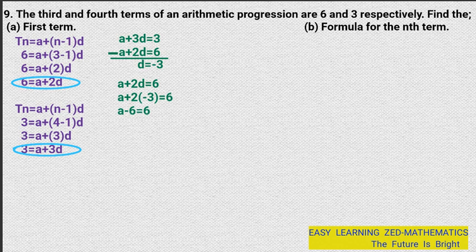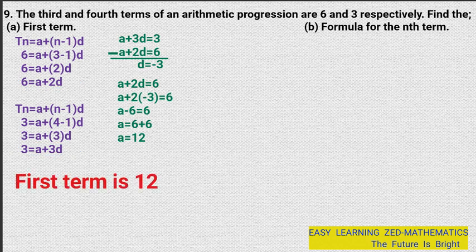Okay, now I'm going to put like terms together. That means negative 6 will cross the equal sign and come to the right side, which is going to be positive. So I'm going to write a is equal to 6. Then when 6 crosses the equal sign, it's going to become plus 6. Okay, that will give us a is equal to 6 plus 6, which is 12. Okay, so the value of a is 12. That means the first term in this arithmetic progression is 12.